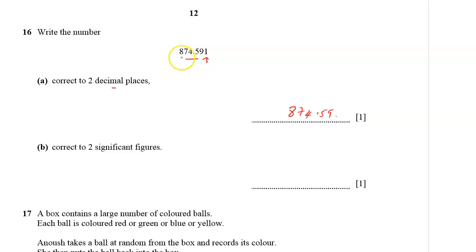Correct to 2 SF. This number has got how many SF? 1, 2, 3, 4, 5, 6. We need 2 from 8 and 9. So we look at the next number. The next number is less than 5, and therefore that becomes 0. So 870 is 2 SF. 8 and 7 are significant. 0 is not significant. Therefore, you just write it that way.